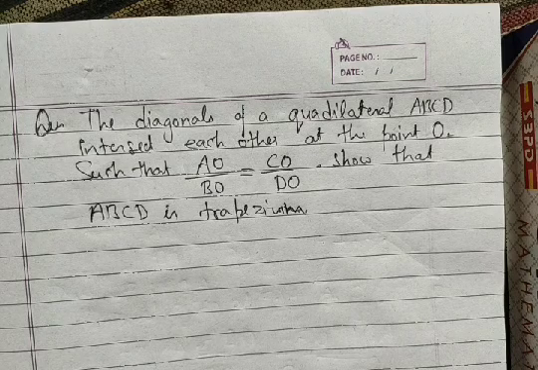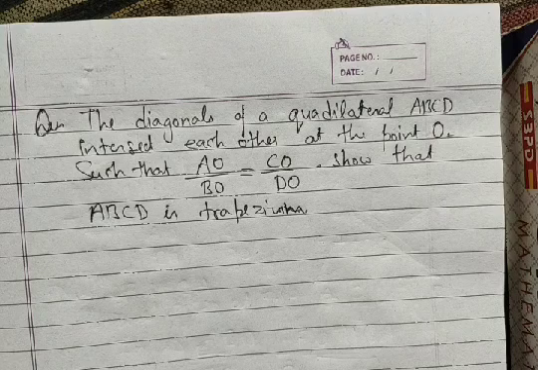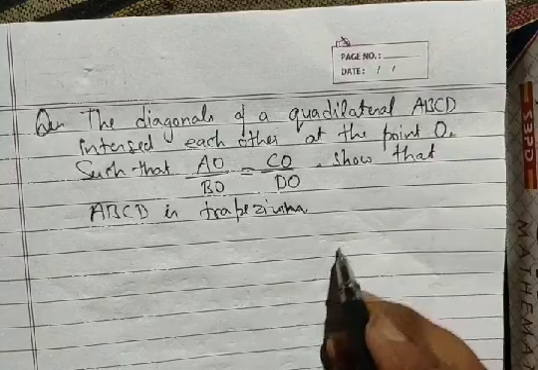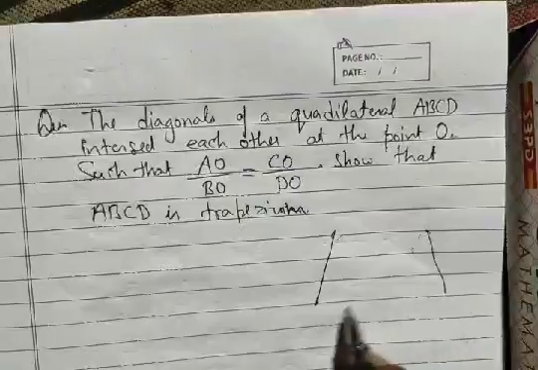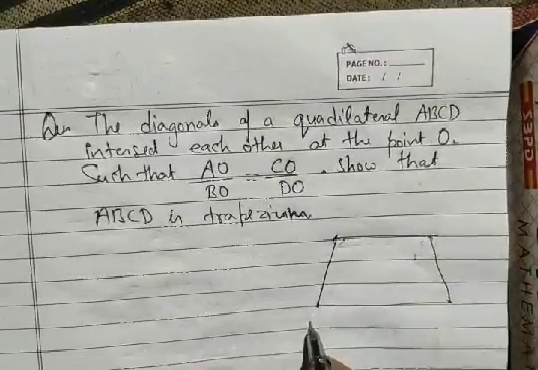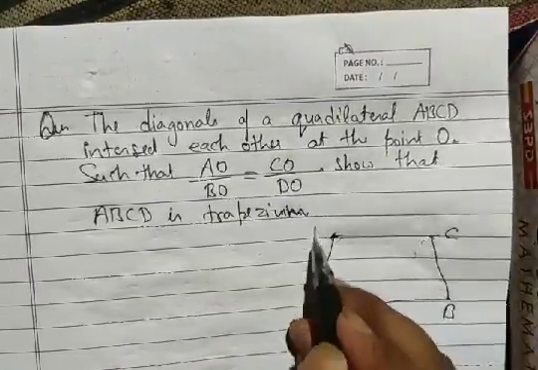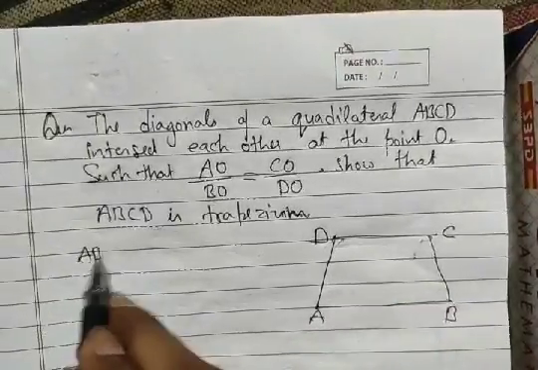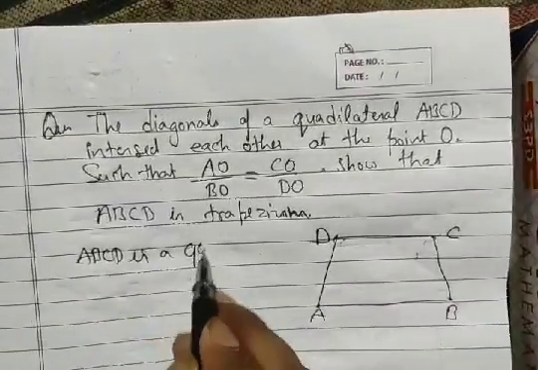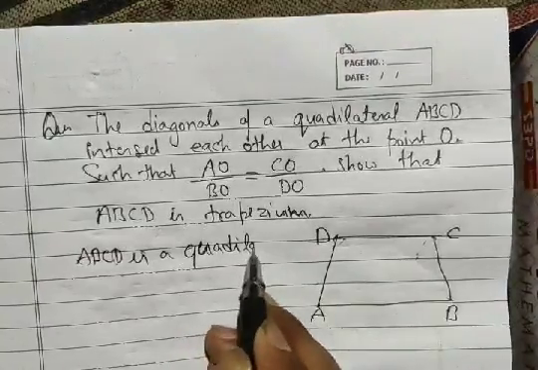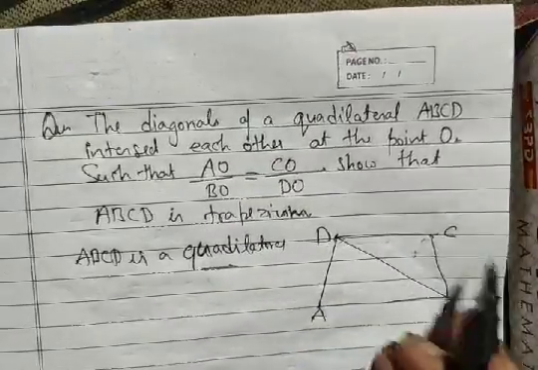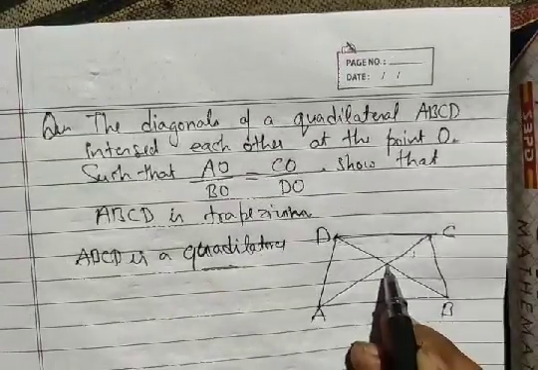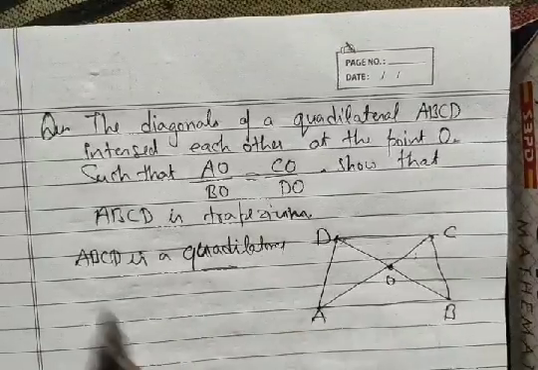To prove any quadrilateral ABCD is a trapezium, we just have to show that one pair of its opposite sides is parallel. Let me draw a rough figure. Take ABCD as a quadrilateral whose diagonals intersect each other at a point, naming it O.